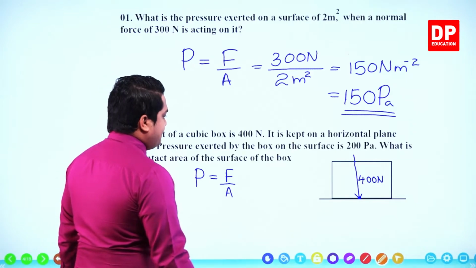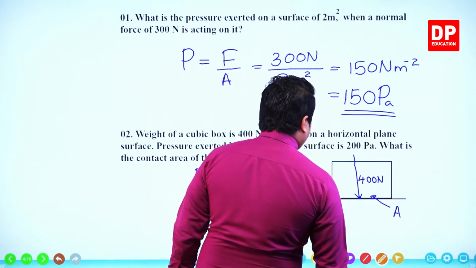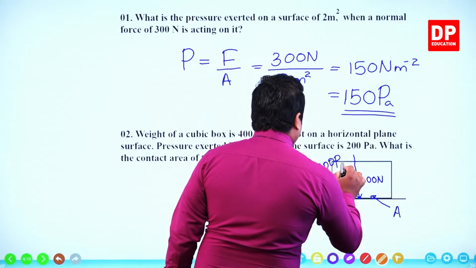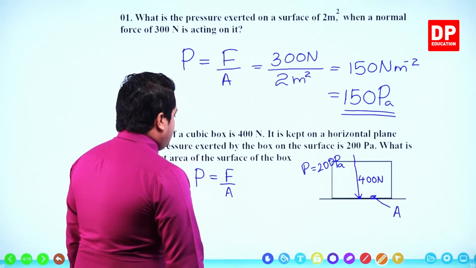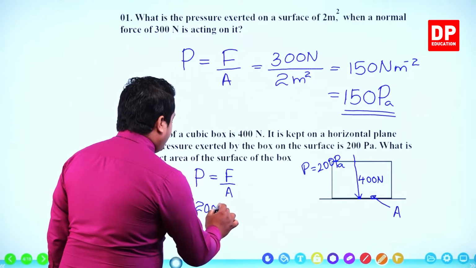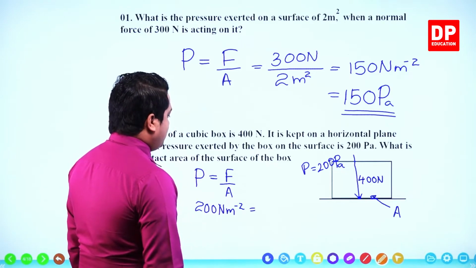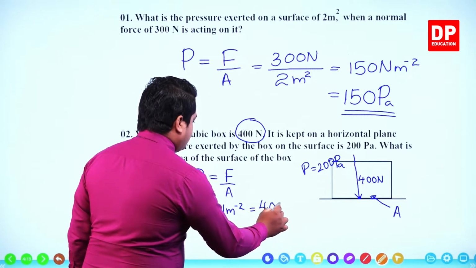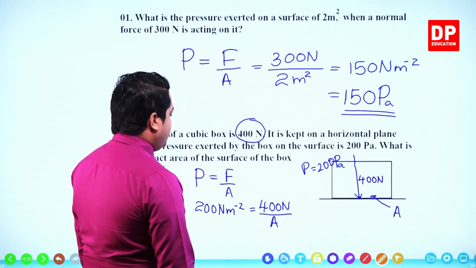We'll calculate the area. So I'll take the area of this contact surface as just A because we don't know it. The pressure acting on the surface is given as 200 pascals. That's the pressure. So we can substitute the values. 200 newtons per square meter is equal to force. Force is 400 newtons upon area, which we don't know.